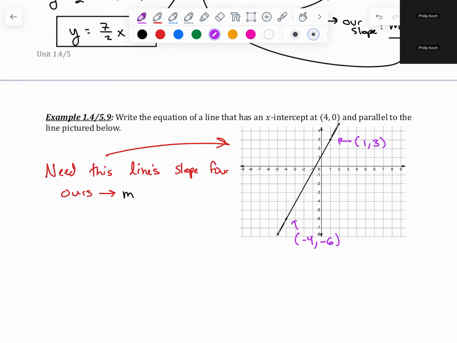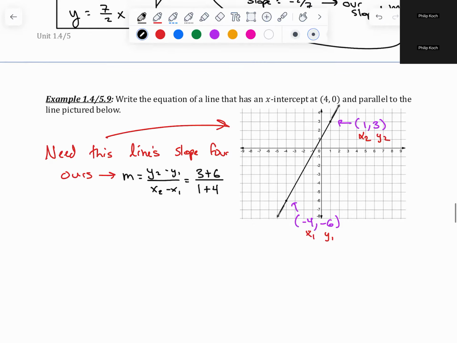It doesn't matter which one I make my x sub 1, y sub 1, and which one I make my x sub 2, y sub 2. So I'm going to make this one my x sub 1, y sub 1, and this my x sub 2, y sub 2. So m would be y sub 2 minus y sub 1 over x sub 2 minus x sub 1, which would be 3 minus -6, so 3 plus 6, over 1 minus -4, so 1 plus 4, and that's equal to 9/5, and that doesn't reduce anymore. But I guarantee you, if you did the rise over the run, you would get 9 over 5. You'd have a rise of 9 over a run of 5.